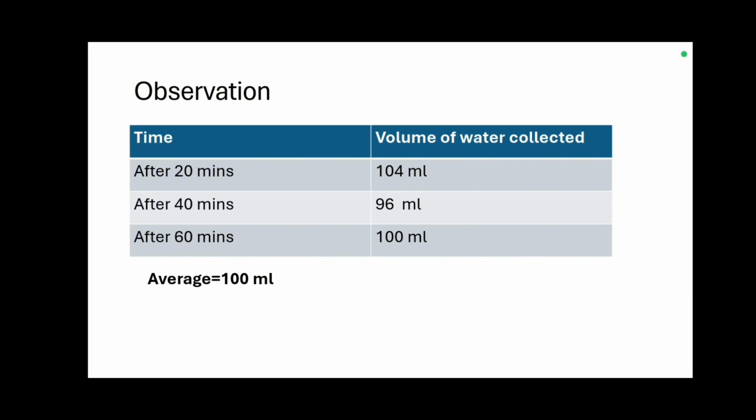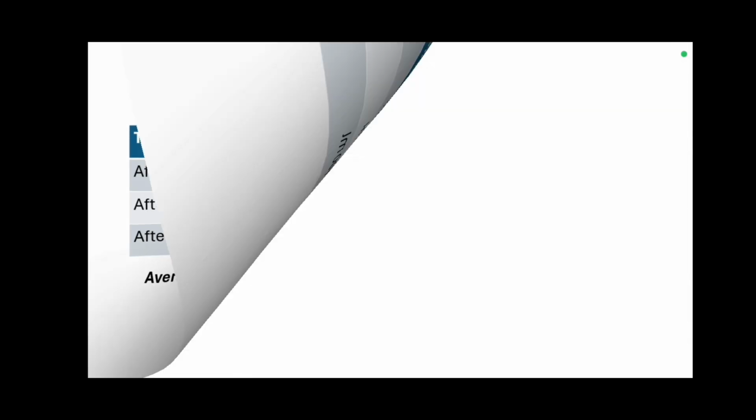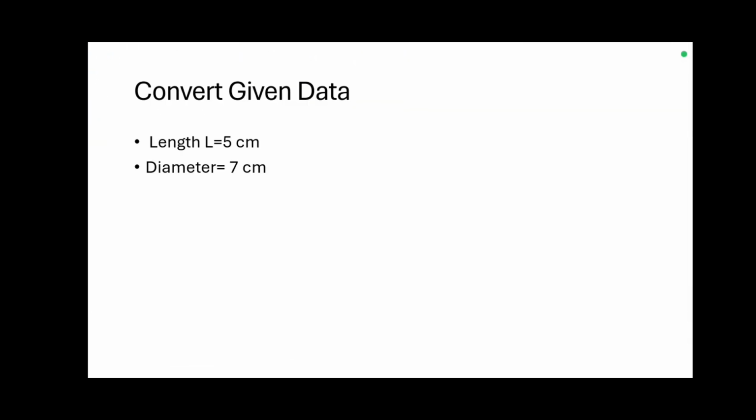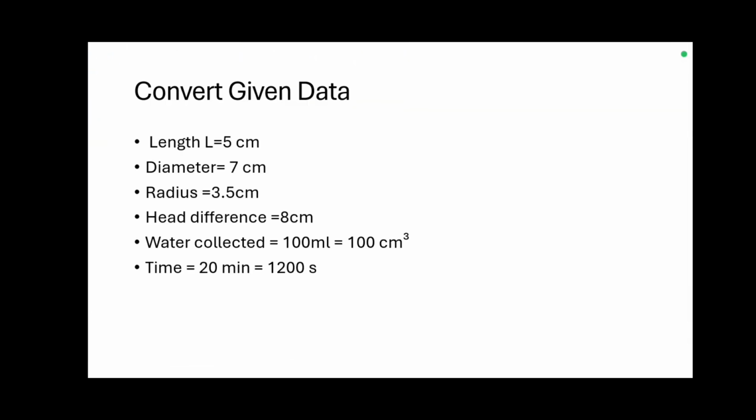Here it comes to 100 mm. From these observed values, the soil hydraulic conductivity is calculated as follows. First, convert the given data. Length L is equal to 5 cm, which is the length of the soil sample, and diameter is equal to 7 cm, which is the diameter of the core soil sample, and radius is equal to 3.5 cm. Head difference is equal to length of the soil sample plus the standing water, which is 3 cm. So 5 plus 3 is equal to 8 cm.